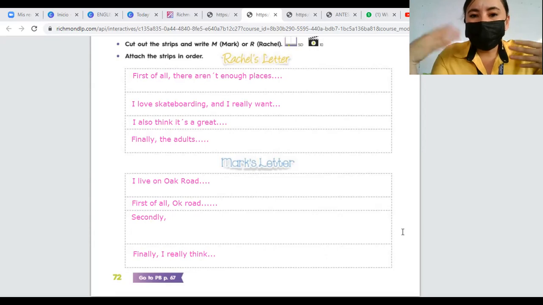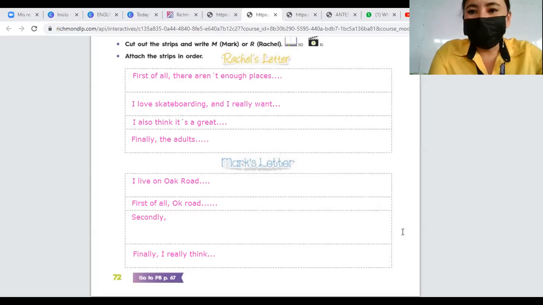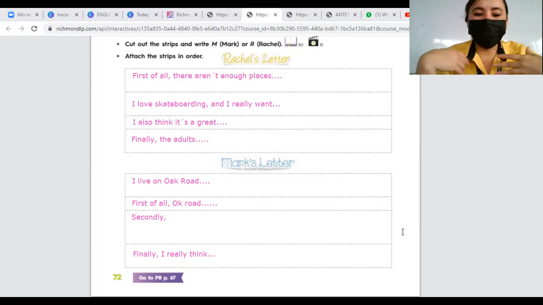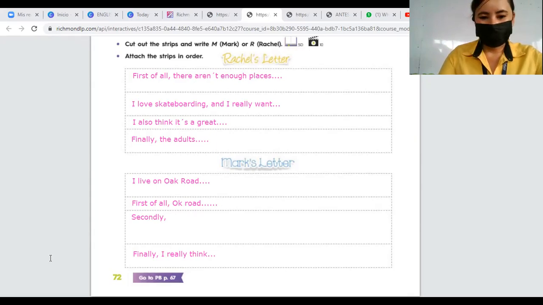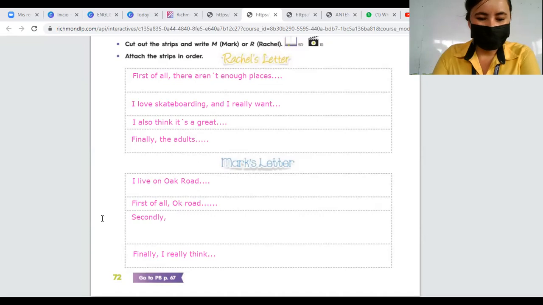What is the order you need to follow at the moment to write something? You have to start with first of all. You're not gonna say finally when you are starting writing the text. That's incorrect. You're gonna say first of all, secondly, and finally, or in addition to, while, etc. So, any question? Did you finish the exercise activity? Did you finish this activity? Yes, teacher. Okay, perfect. Very good.